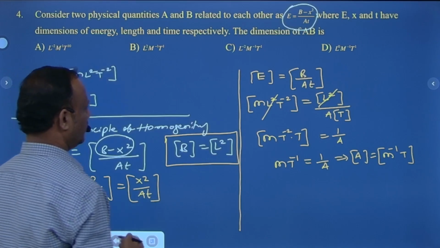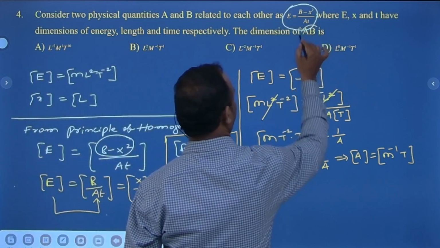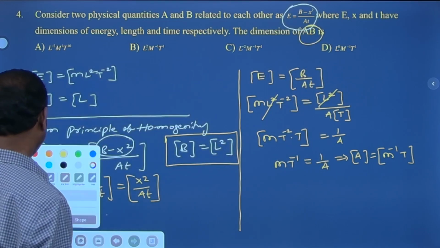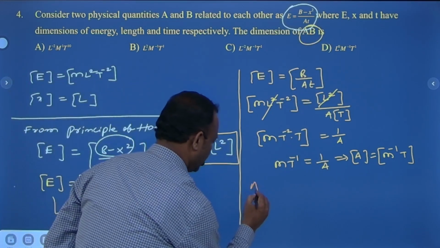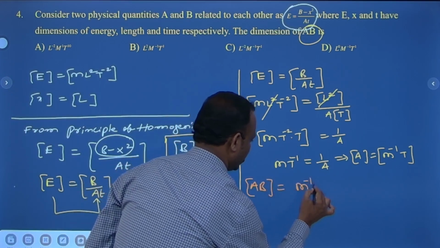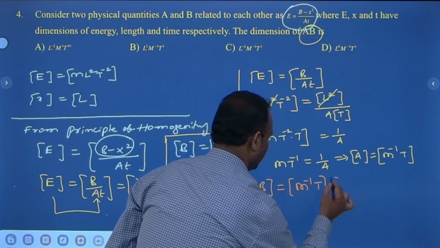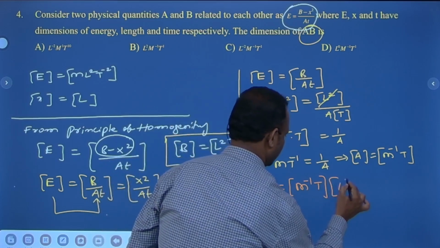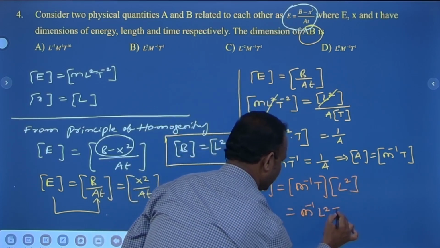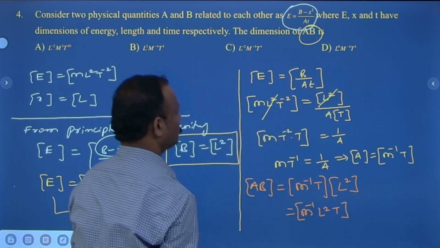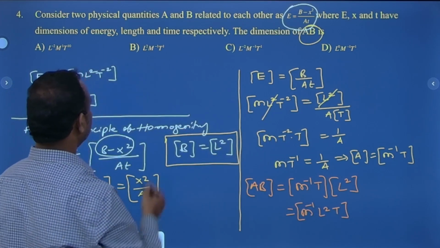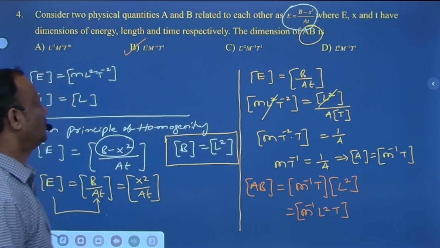So now I'm talking about what is being asked. It's A and B. Let me check this. What is the dimensional formula of A times B? A is M minus 1 T, and B is L square. Now here, M minus 1 L square T is my answer. So M minus 1 L square T, option 2.